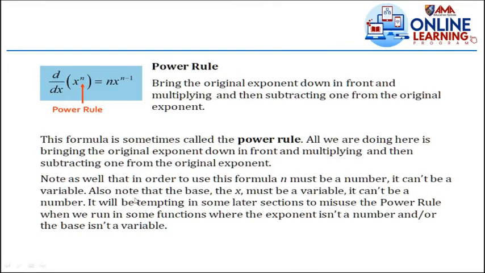Mali po yun, no? Also, note that the base, the x must be a variable. It can't be a number. So dapat yung base natin, meron siyang variable po dito. Hindi siya a number. So halimbawa, 2 squared. So hindi siya pwedeng kunin yun since 2 is constant. Okay? It will be tempting in some later sections to misuse the power rule when we run into some functions where the exponent is not a number or the base is not a variable. So huwag niyong kakalimutan yung formula na ito dahil pinaka-importante sa differential calculus. Okay?